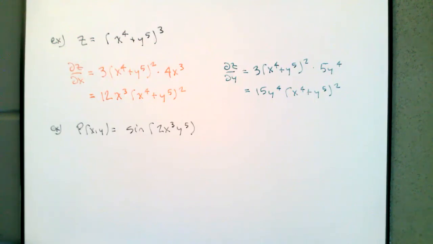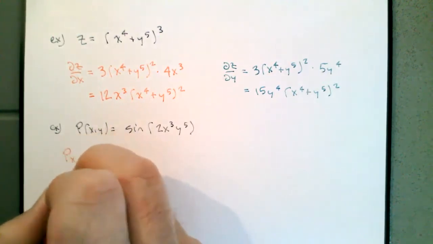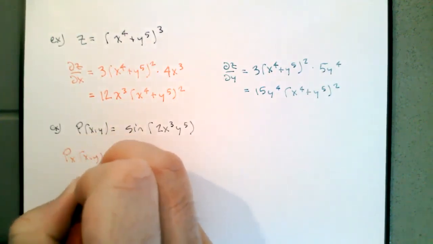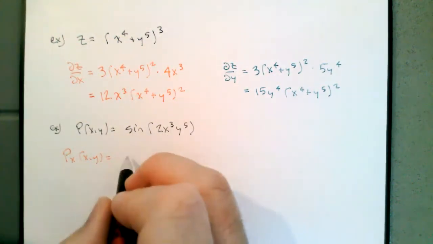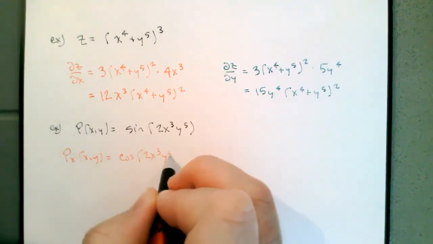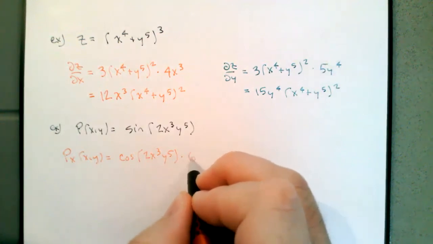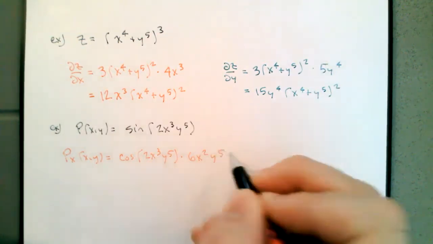So when we take the derivative of the inside, we're not going to be taking the derivative of a constant term. We'll be taking the derivative with a constant factor. So let's find our two derivatives. So P sub x of x, y. The derivative of sine of a thing is the cosine of that thing times the derivative of the thing. In this case, I want the derivative with respect to x, which is 6x squared y to the fifth.